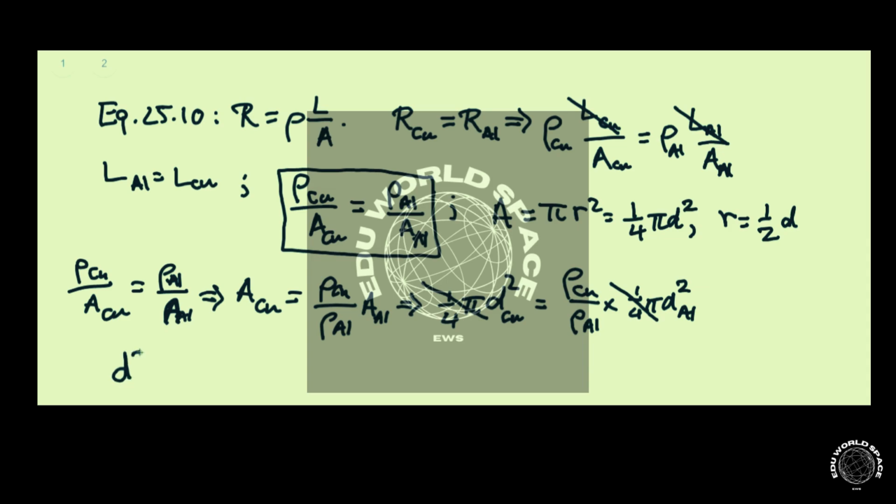And then we have d squared of copper is equal to the resistivity of copper over the resistivity of aluminum times the diameter squared of aluminum. And you simply just take the square root. So you can find the diameter of copper, which will be the square root of the resistivity of copper over the resistivity of aluminum times the diameter of aluminum. And let's put in the numbers on the next page.